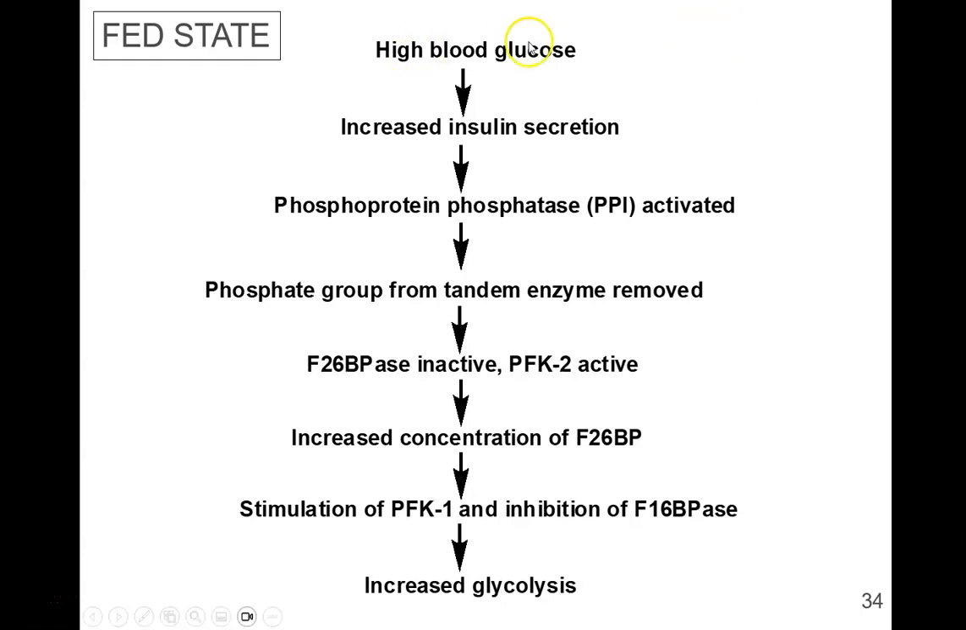Okay, so blood glucose concentration is high. That increases the concentration of insulin being secreted from the pancreas. The PP1, protein phosphatase 1, is activated. That means that phosphatases remove phosphate groups from the tandem enzyme. That is going to inactivate fructose 2,6-bisphosphatase and activate PFK2. The fructose 2,6-bisphosphate concentration will go up. The fructose 2,6-bisphosphate stimulates PFK1 and inhibits fructose 1,6-bisphosphatase, and glycolysis will be on. In the fed state, that's what we want in the liver.